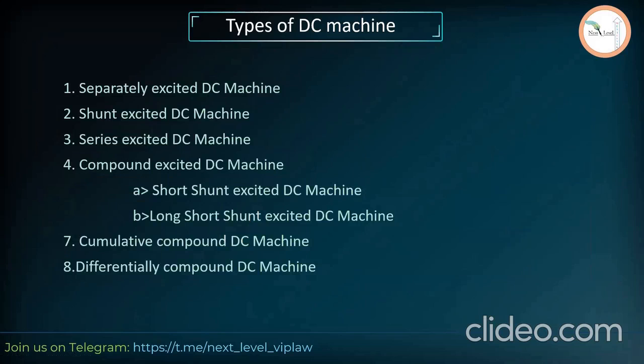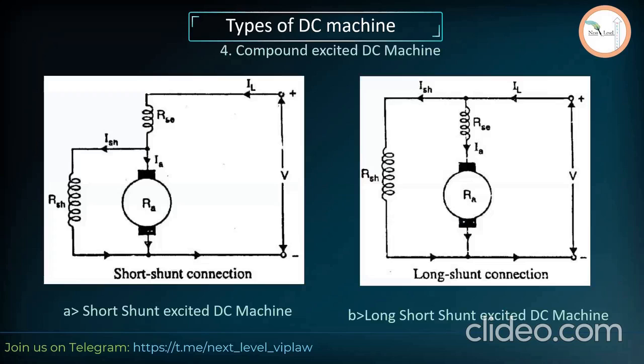Here we have a summary of all the different types of DC machine. Separately excited, shunt excited, series excited. In compound, we have two types, short shunt and long shunt. In compound itself, we have two more possibilities. Let's go back to the last page. You can see that we have two windings in both the connections of long shunt or short shunt.